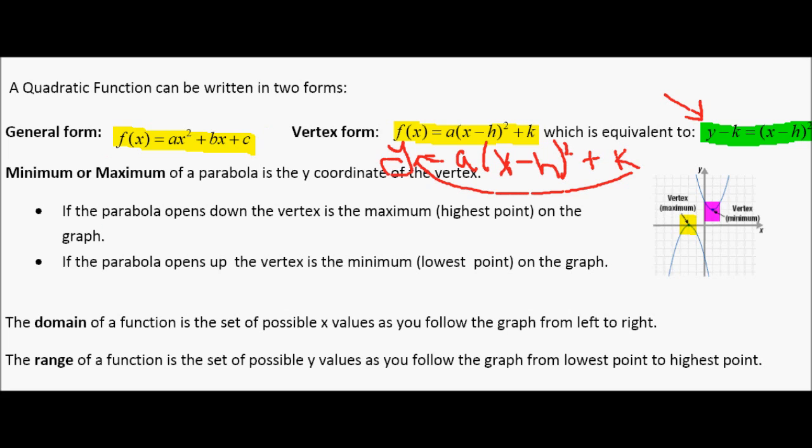And then a couple more vocabulary words, which we've had many times before. The domain. The domain of a function is the set of possible x values as you follow the graph from left to right. So we'll talk a little bit more about that in a moment. And then the range of a function. The range is the set of possible y values as you follow your graph from lowest point to highest point.